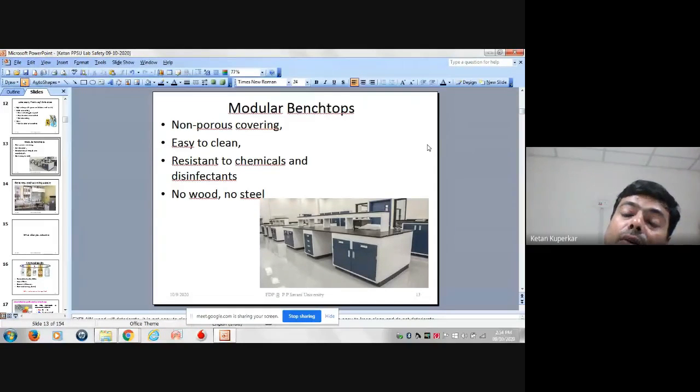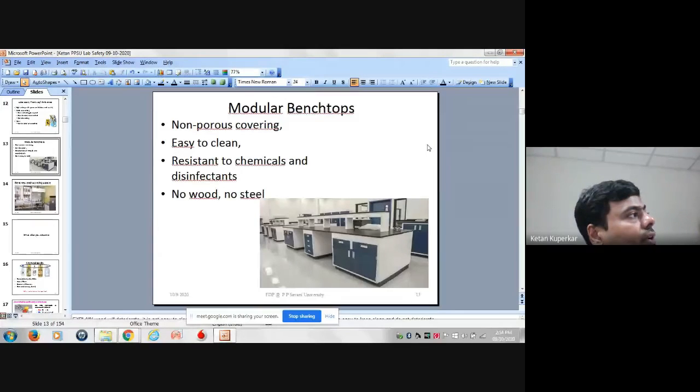But nowadays, several big laboratories and several good laboratory infrastructures have started using bench tops which we often address as modular bench tops. Now, why modular bench tops when you discuss laboratory safety? Definitely, they are non-porous. They are very easy to clean up using several disinfectants. They are resistant to chemicals.